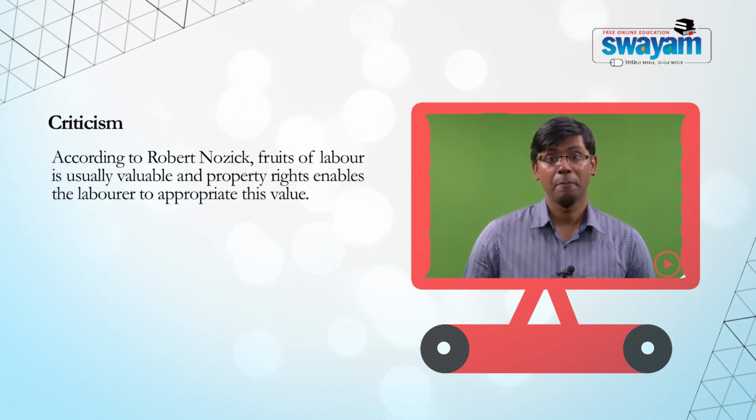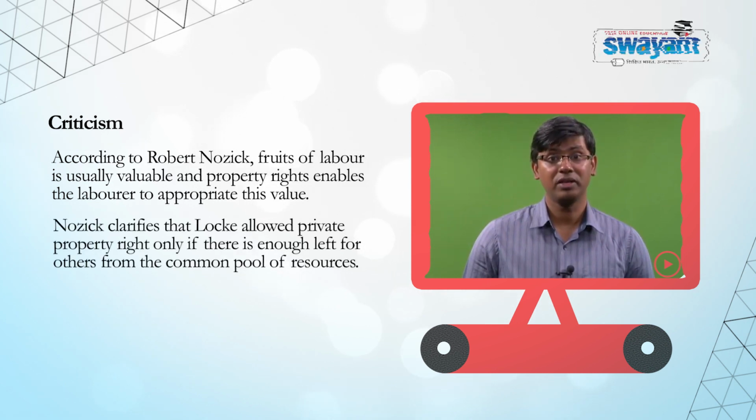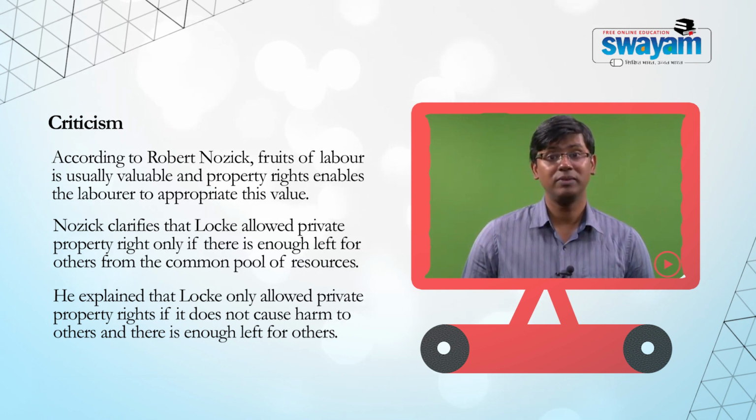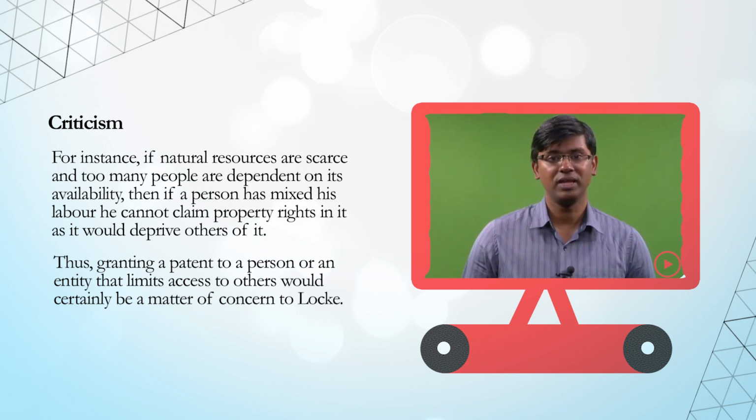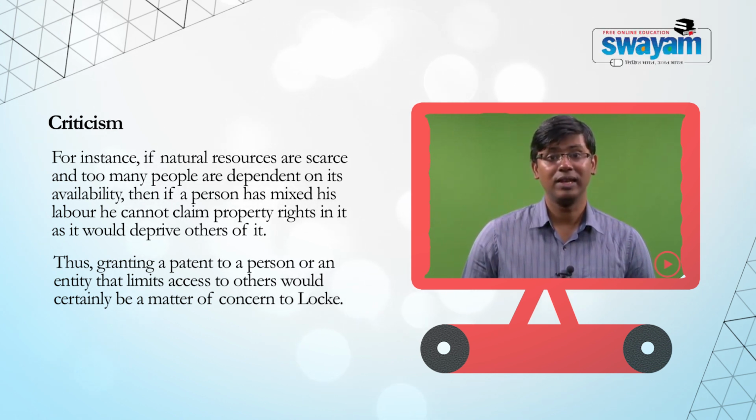According to Robert Nozick, fruits of labor are usually valuable, and property rights enable the laborer to appropriate this value. Nozick clarifies that Locke allowed private property right only if there is enough left for others from the common pool of resources. He explained that Locke only allowed private property rights if it does not cause harm to others and there is enough left for others. For instance, if natural resources are scarce and too many people are dependent on its availability, then if a person has mixed his labor, he cannot claim property rights in it, as it would deprive others of it. Thus, granting a patent to a person or an entity that limits access to others would certainly be a matter of concern to Locke.